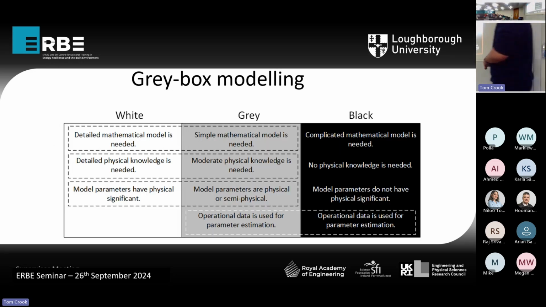And in the table, we can compare some of the features of gray box. As you can see, it compares some of the features of black box and white box. For example, in white box and gray box, in both of them, we have a mathematical model, and the parameters have more or less physical meaning. But in the black box and gray box, in both of them, we use operational data to estimate the parameters. In black box, no physical knowledge is needed, and parameters do not have any physical meaning. So you can see gray box lies between black and white box approaches. Okay.